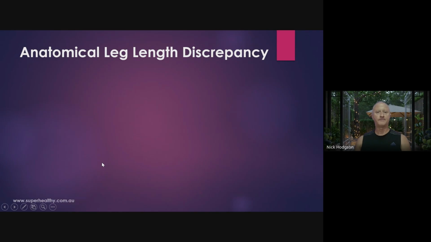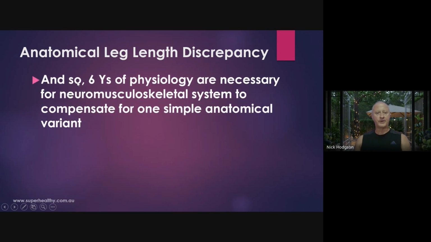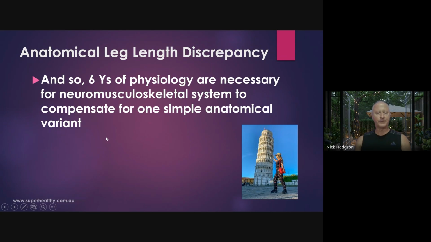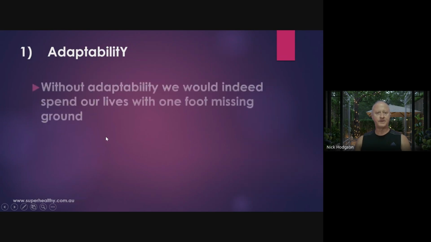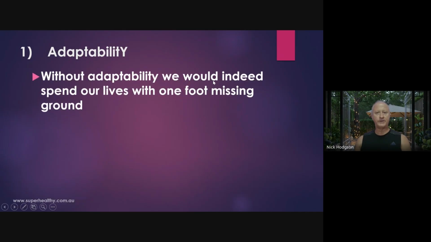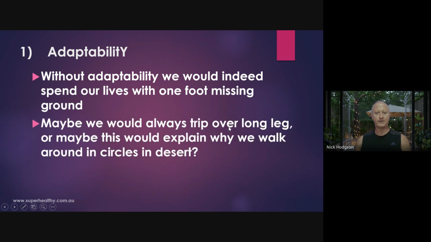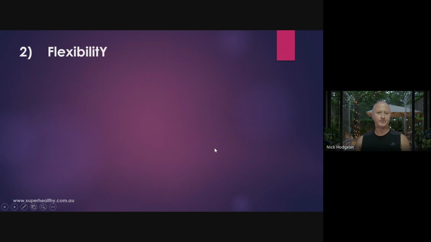And so the 6 Ys of physiology are necessary, are essential for the neuromusculoskeletal system to compensate for one simple anatomical variant. One side's shorter than the other. So without adaptability, we would indeed spend our lives with one foot missing the ground. Maybe we'd trip over the long leg, maybe we'd wear the long leg shoe out very quickly. Maybe this would explain why we're lost in a desert. We walk around in circles, who knows?